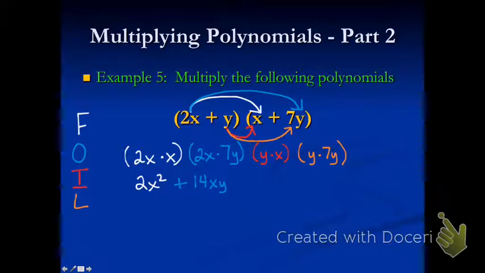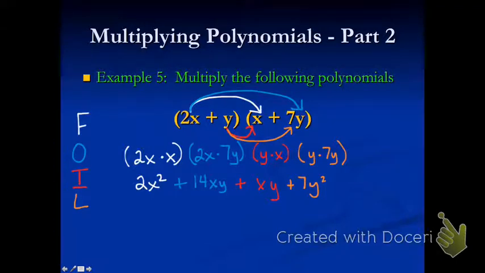In our red, we have y times x. Well, y times x is the same as x times y. So we're going to write that so that it's uniform, and we're going to go plus xy. And then the last one, the orange or peach, is y times 7y. Well, we have a coefficient of 1 and a coefficient of 7, so 7, and then y times y would be 7y squared.